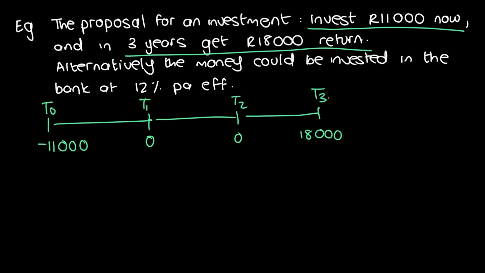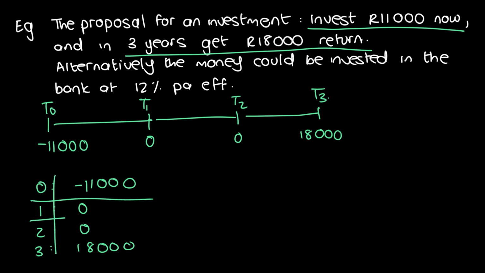And what we're going to do is input this information almost like a data table, in a process and in an order. So we start with the data set for T0, and we input minus 11,000. Then for year 1, we input 0. For year 2, we input 0. And for year 3, we input 18,000. So we are going to put this into the calculator almost like a table of data to do the workings with.